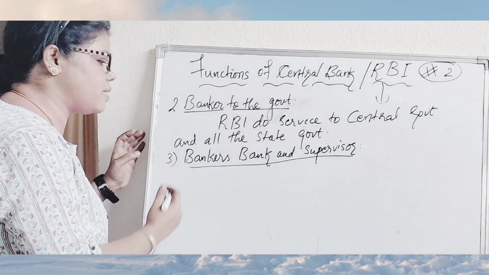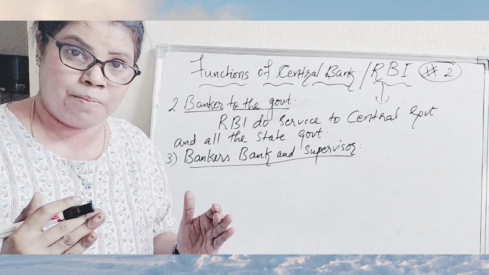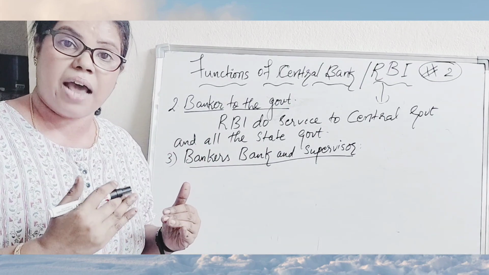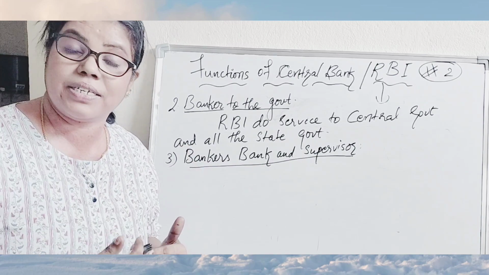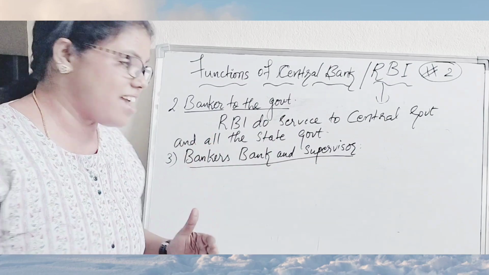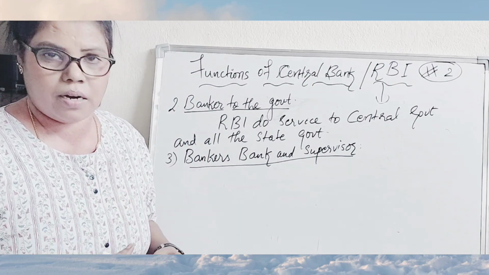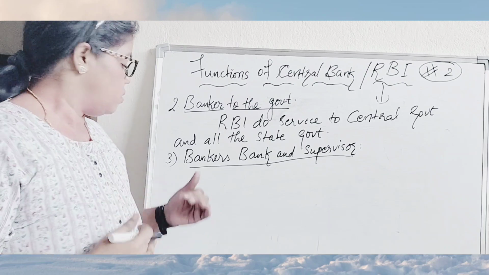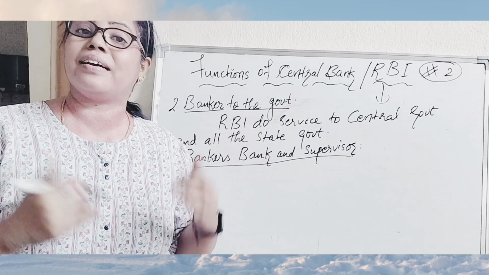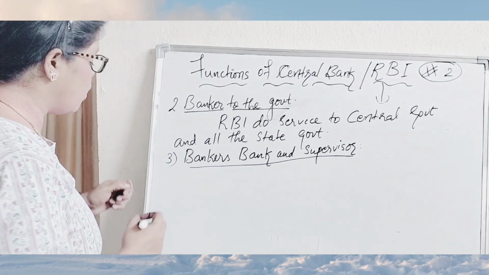And the third function is bankers' bank and the supervisor. Yes, as the apex bank of the country, the Reserve Bank of India supervises the commercial banks, instructs, regulates, facilitates, as well as supervises. RBI supervises all the commercial banking system, and even the government is supervised by what? RBI. Understand? That is the reason RBI is the apex bank of all the banking service industries. Is that clear?